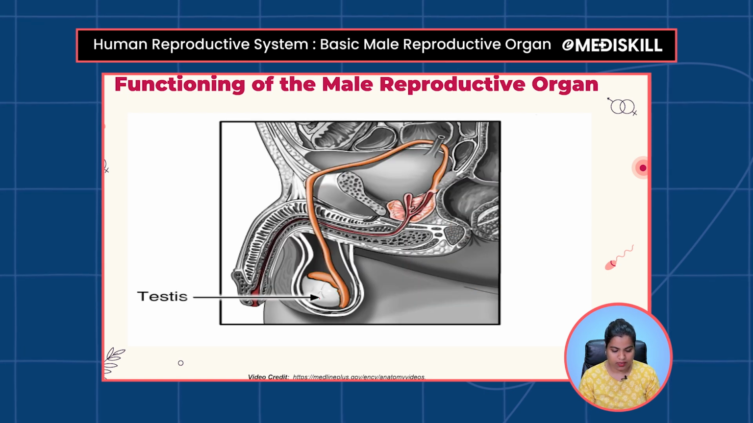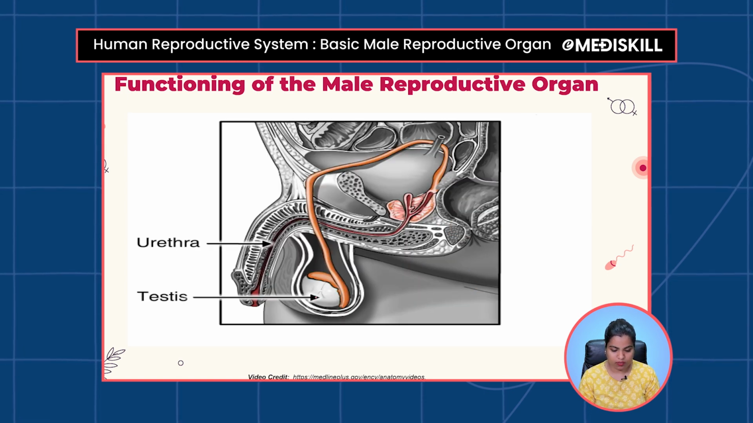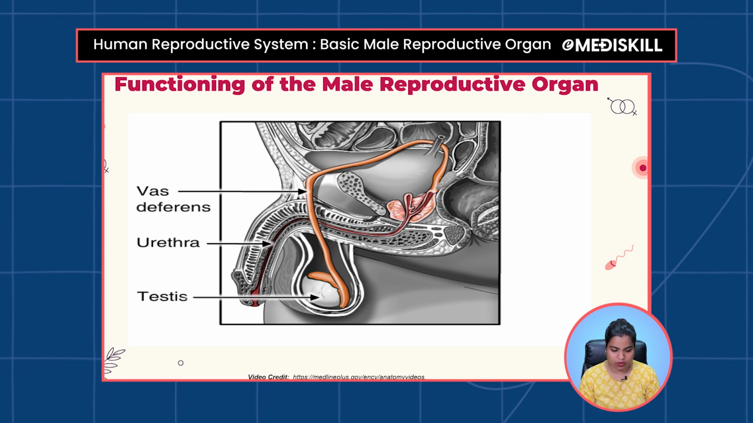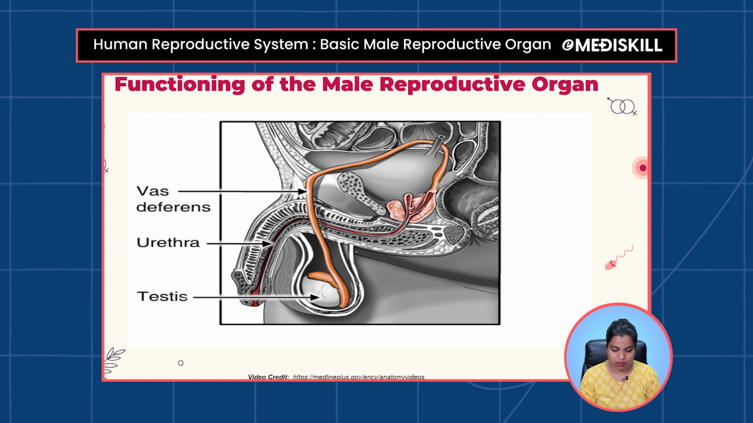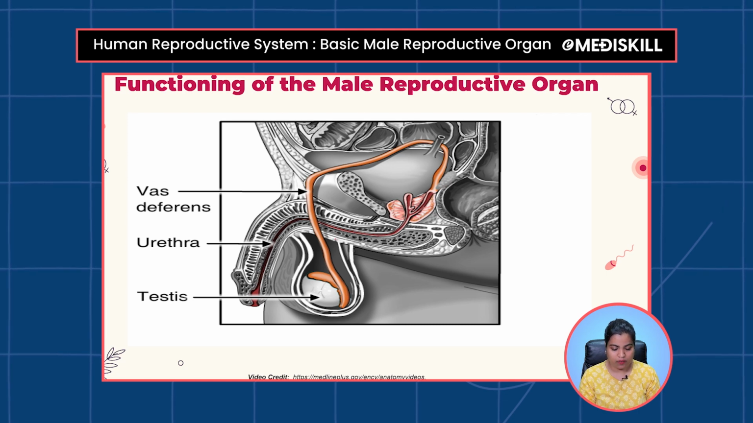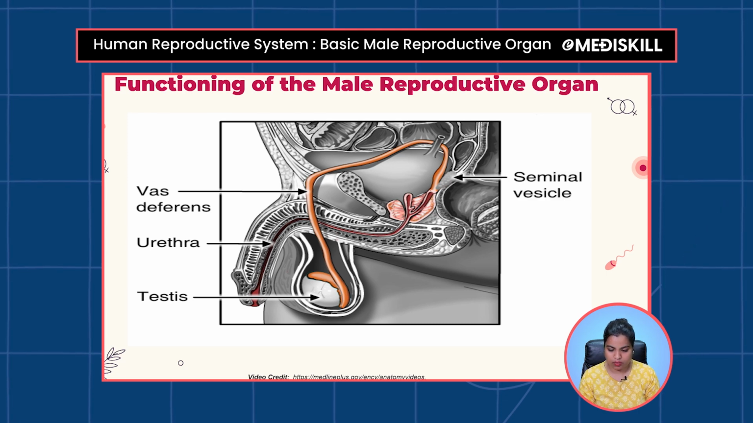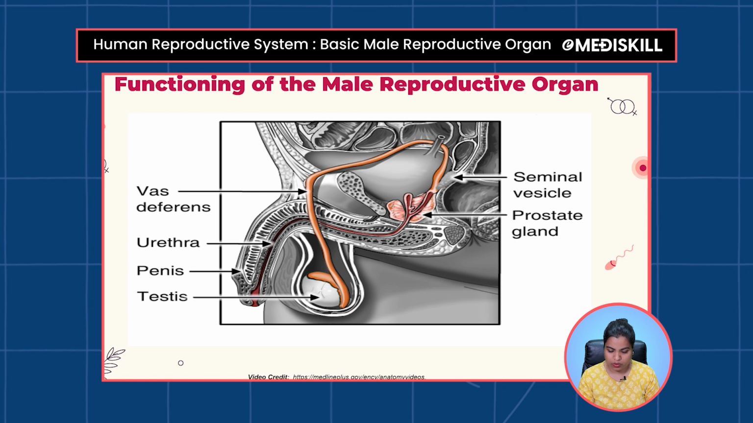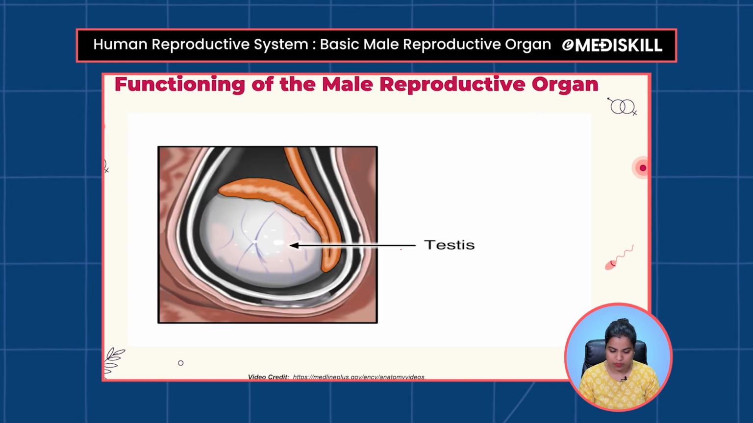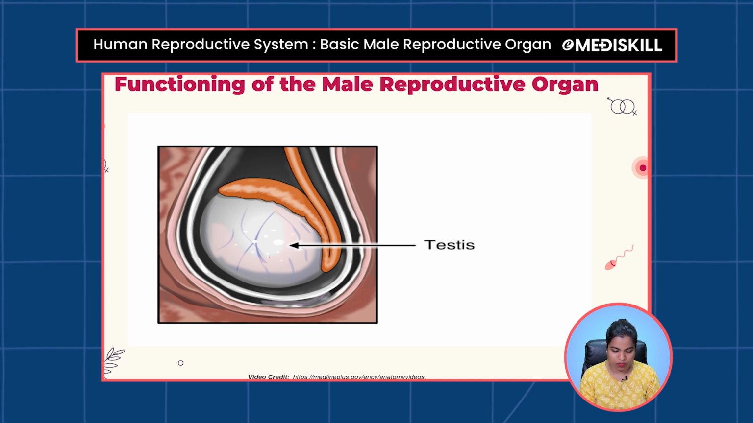Now here are the testes. We were talking about where the sperm production happens, the urethra, the tube via which it flows, and the vas deferens, which carries the semen, or the protective fluid around the sperm, towards the seminal vesicle and the prostate gland over here. And accordingly, when the sperm passes through this particular area, it becomes a little whitish. So the testes is the place where sperm generation happens.